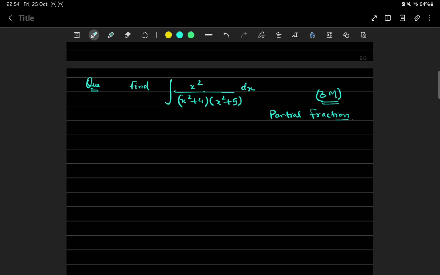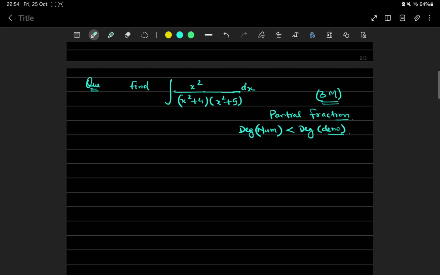Now here in the numerator x square is there, and in the denominator x square plus 4 and x square plus 9 is there. So first of all, before applying the partial fraction, there is a condition we have to check first. The condition is that the overall degree of the numerator must be less than the overall degree of the denominator. Okay, so always check this, then only you can apply the partial fraction, otherwise you cannot apply.